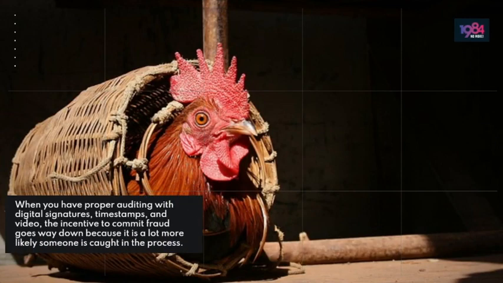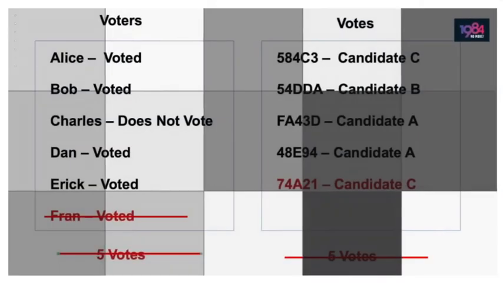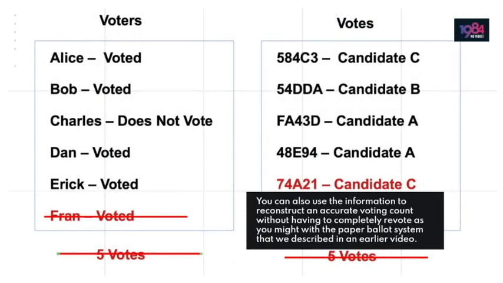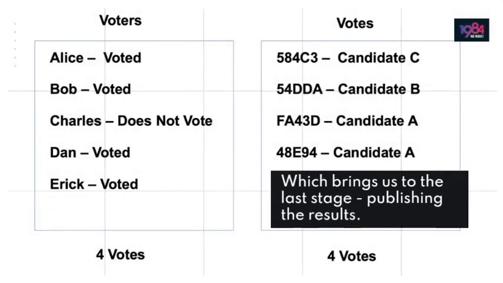When you have proper auditing with digital signatures, timestamps, and video, the incentive to commit fraud goes way down because it is a lot more likely someone is caught in the process. You can also use the information to reconstruct an accurate voting count without having to completely revote as you might with a paper ballot system that we described in an earlier video. Which brings us to the last stage, publishing the results.